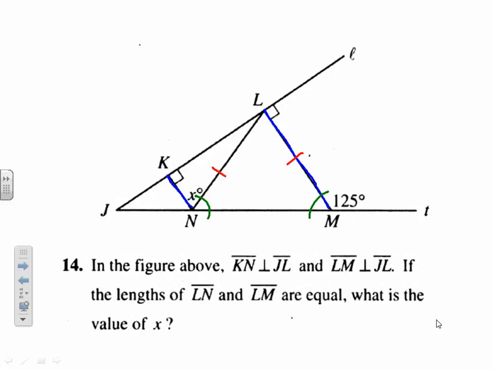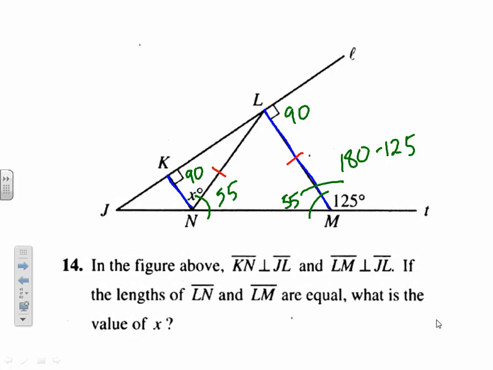Okay, and we know this is 90, and this is 90. We know this is 125, and we can trust that this adds to 180. So that tells us that this angle here is 55 when we subtract 125 from 180. And then we know this is 55 because these are base angles that are congruent.